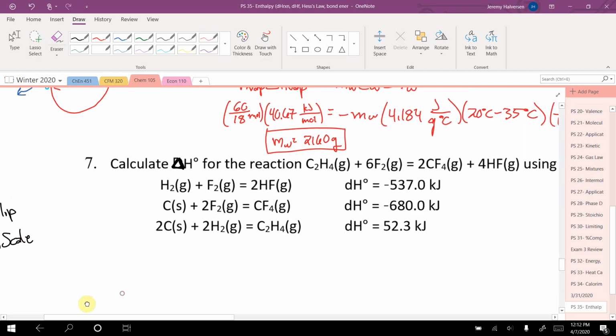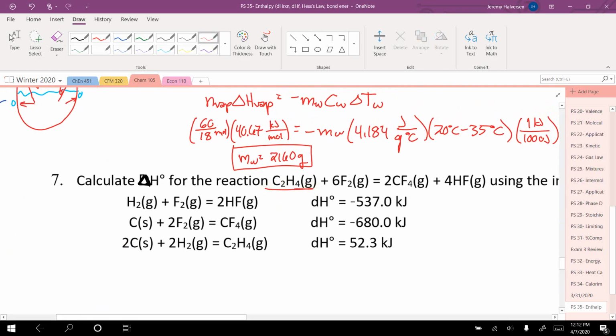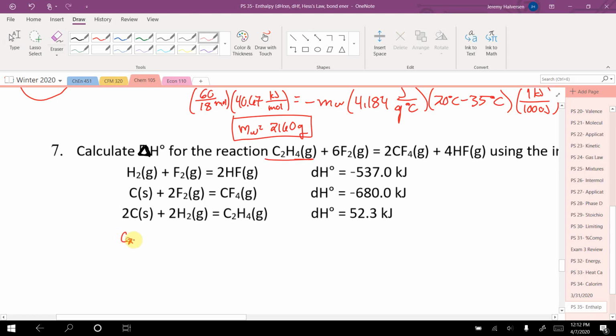Okay, and so you'll see how we do that. So here, I want C2H4 on the left. I want one of them. Well, in these equations, I don't have any C2H4 on the left, but I have one on the right. So I'm going to flip that equation. C2H4 goes to 2 carbons plus 2H2. And now I don't care about this equation anymore.